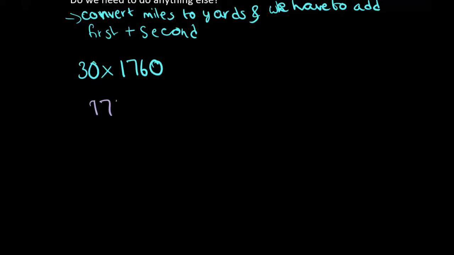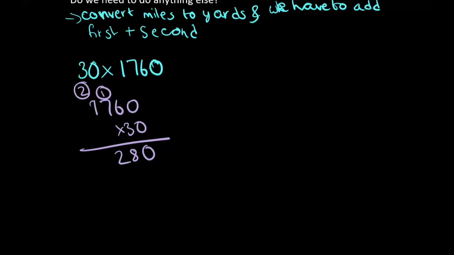Alright? So let's do it. First, we need to set it up. 1,760 times 30. Alright? So we can just add the 0 in the end. So let's just multiply 1,760 by 3. 3 times 0 is 0. 3 times 6 is 18. 3 times 7 is 21. 21 plus 1 is 22. And 3 times 1 is 3 plus 2 is 5. And then we can just add a 0 over here. So that is 52,800. Okay? So I'm just going to write it over here.